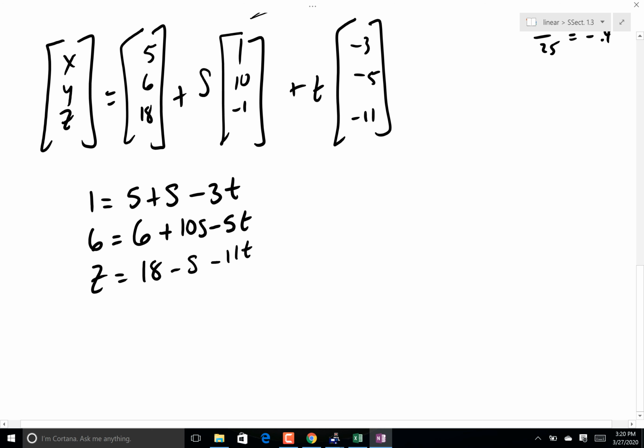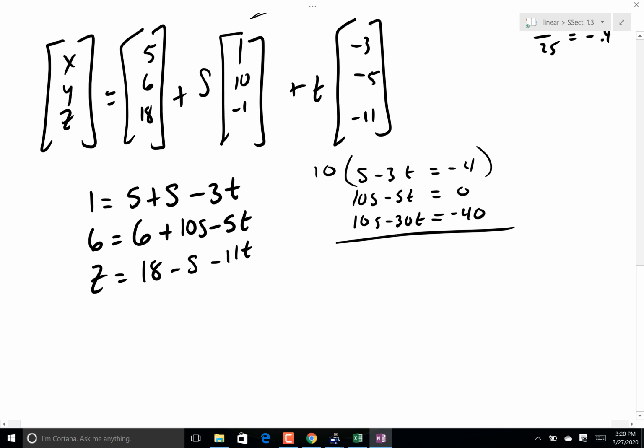True. And so, when I do this, take these top two equations and go to solving them. So I'm going to have s minus 3t equals negative 4, and 10s minus 5t equals 0. Times 10. Again, you can do this with a calculator, however you like better. Sometimes I like to flex a little bit here. This minus this is 0. This minus this is 25. T equals 40 25ths.